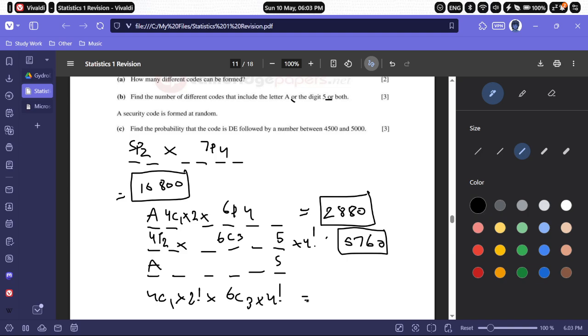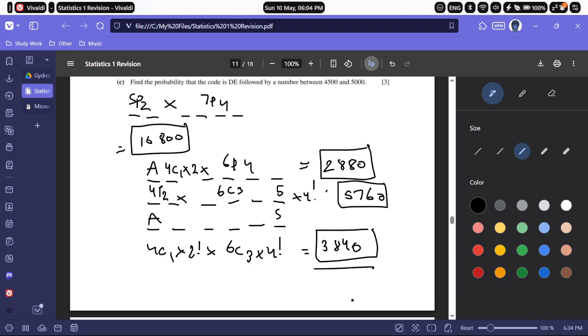4C1 into 2 into 6C3 into 4 factorial. That gives you 3840. Now you just simply add up all these cases to get your final answer. It's 5760 plus 3840. So after adding all of that up, you end up with 12480. This would be your final answer.